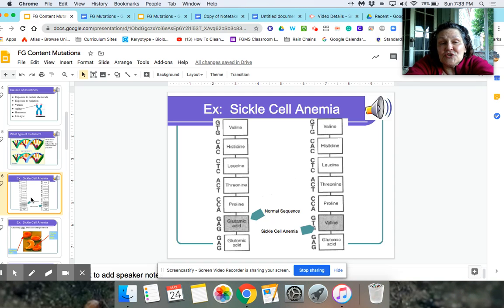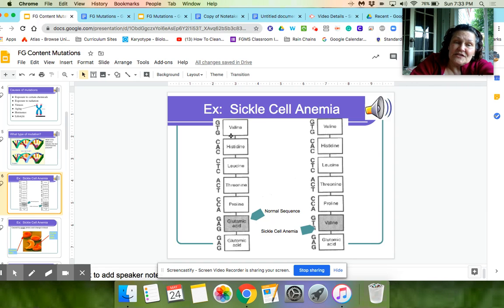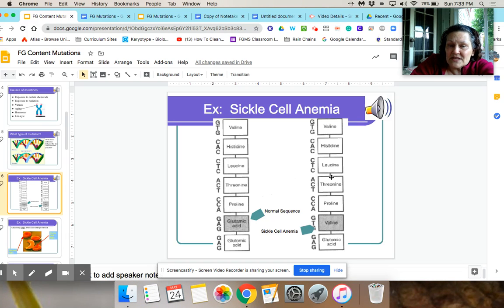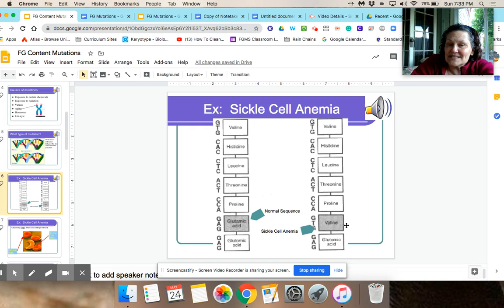Okay, and so what happens here is that we have, these are all amino acids, right? And so notice that this is the normal sequence. So this is the order that it should be in. So this one's all set. This one, notice everything is the same until we get to here, right? So this amino acid is different. And so this is sort of like the cookie. These are sort of the things that go in the cookie.